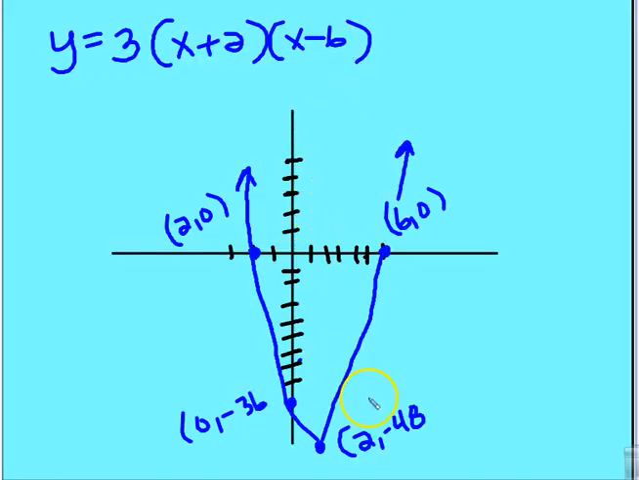Now we're going to graph (0, -36) for our y-intercept, (2, -48) for our vertex, and (-2, 0) and (6, 0) for our x-intercepts.